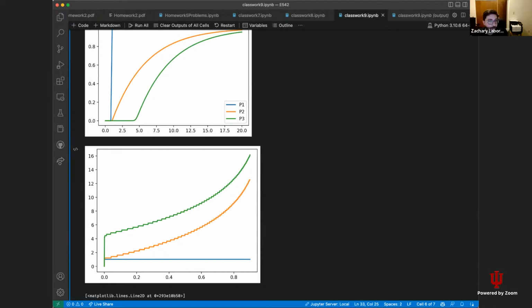Did it work for people? I'm wondering if people got it in the chat. It just takes a moment to copy and paste it and make sure that Zoom hasn't butchered the formatting. Yeah.